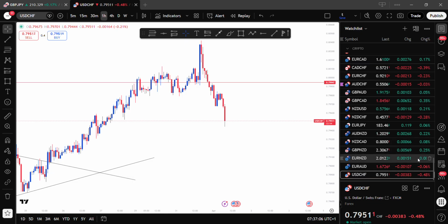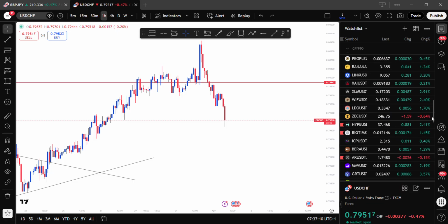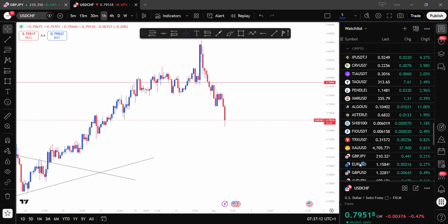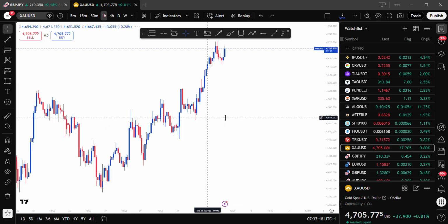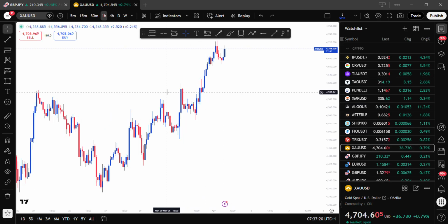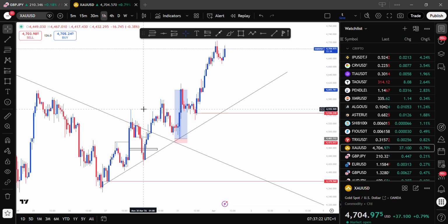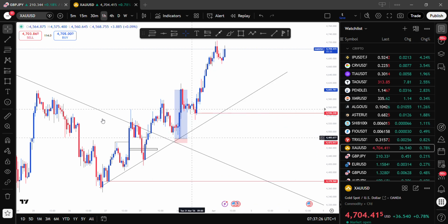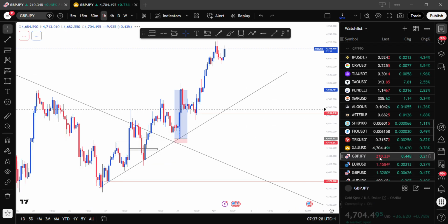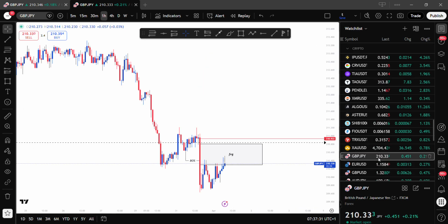So the only pairs we should be looking out for are the GBP JPY, which we shared, and the XAU USD as well. I said the XAU USD should reverse to a particular point here. Okay, this point. We should look for a buy from this point. So I'm going to share more highlights on this later if it comes to that point. Same applies to the GBP JPY. If it comes to this point, then we should look out for a sell to happen.